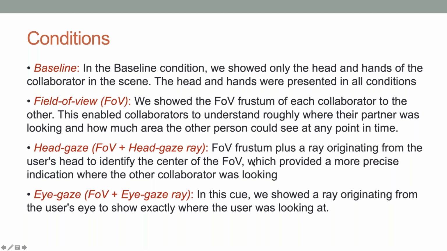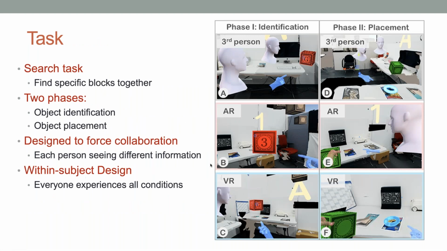Then we had people do a collaborative task. Both people would see each other, either both in the AR or the VR condition, and around them there were blocks. For one person, the blocks had numbers on them, and for the other person, the blocks had letters on them. The goal was to find the block with a specific number-letter combination, so they had to communicate together. When they found that block, they would pick it up and put it in a special location. This was designed to force collaboration. It was also a within-subjects design, which means that everybody got to experience all four conditions.